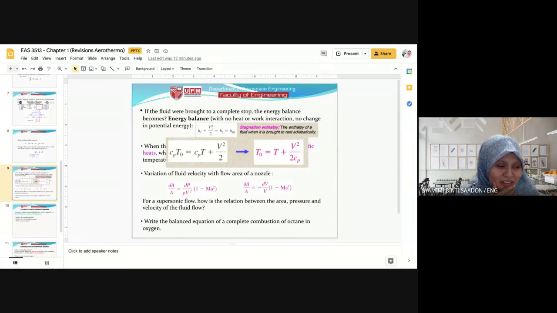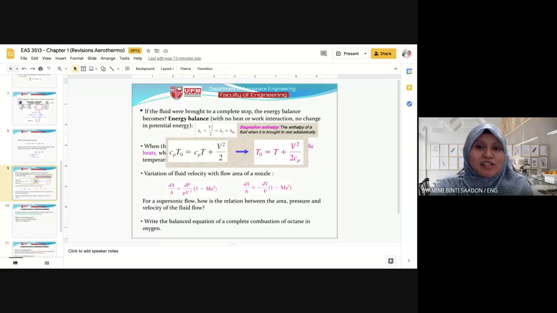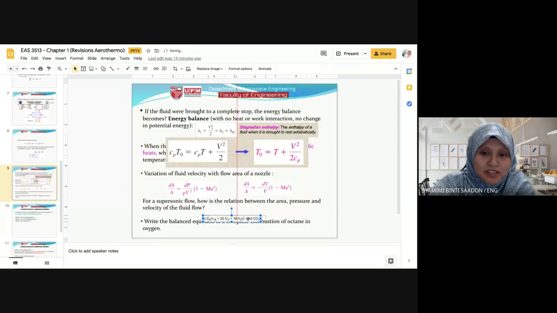What chemical term will we have as an output for combustion? Just give me the chemical output. Okay, CO2 and H2O. Thank you Faizal. CO2 and water, all correct. Carbon dioxide and H2O. So if we try to balance the equation, we get this. I will make it bigger later.